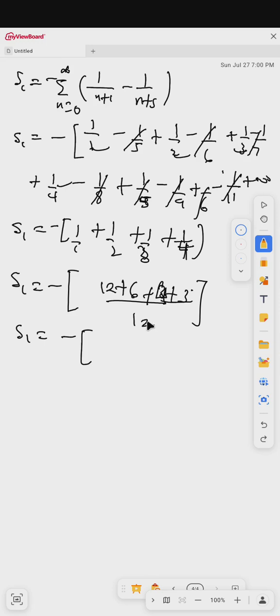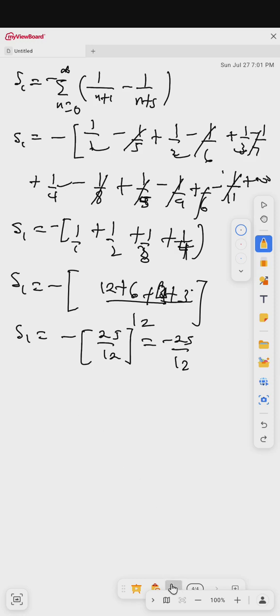Yeah, that should give us 25 because 6 plus 4, that's 10. 10 plus 12, that's 22, plus 3. So we have 25 over 12. So that is x1, so x1 is negative 25 over 12. That's s1. Okay, guys, so let's move to s2.